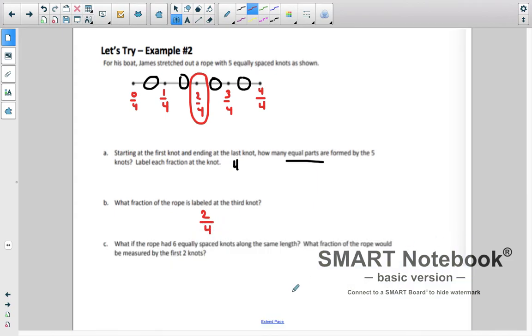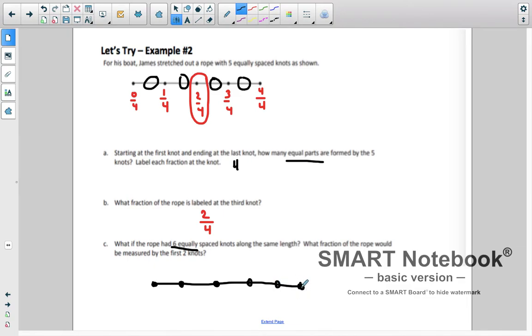All right, and let's look at part C. It says, what if the rope had 6 equally spaced knots along the same lengths? What I'm going to do is draw it and make sure it has 6 equal knots, because that's what it says, 6 equally spaced knots. So 1, 2, 3, 4, 5, and 6.